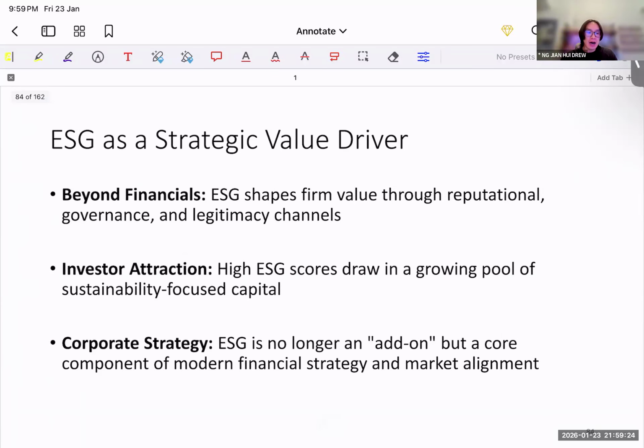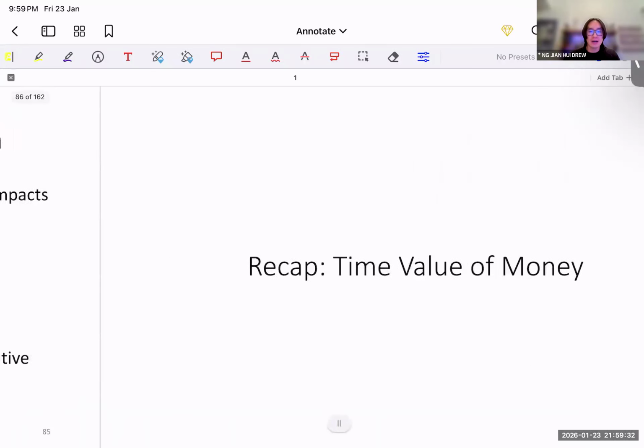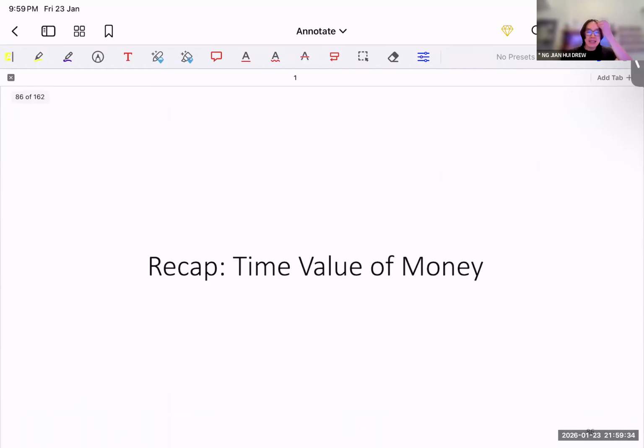Okay. This one not really going to go through. This is value drivers. Why people are doing ESG, right? And actually that's all I have.